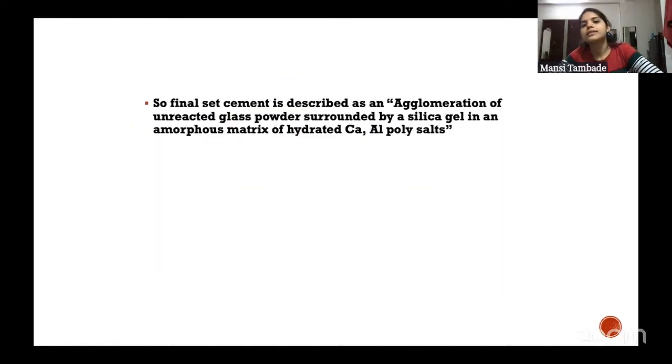So the final set is described as agglomeration of this. This is a very important statement. It was told by my ma'am also to write this at the end of your setting reaction, because it is the gist of the reaction. So definitely you should write it word to word: agglomeration of the unreacted glass powder surrounded by a silica gel in an amorphous matrix of hydrated calcium, aluminum, polysaccharide.